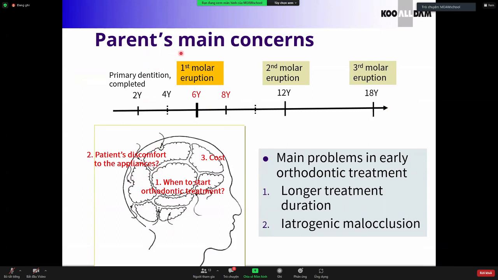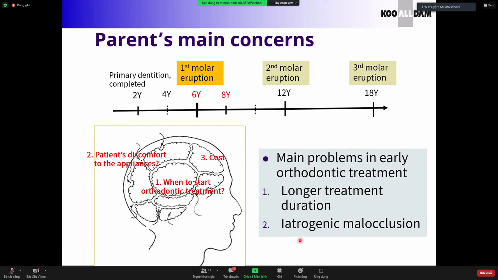These are parents' main concerns. When to start orthodontic treatment. Also, patient discomfort to the appliance or cost. However, these are main problems in early orthodontic treatment. It takes longer treatment duration. If we start at 6 years old or 8 years old, finally we'll check at 18 because the third molar eruption can affect class 3 malocclusion.